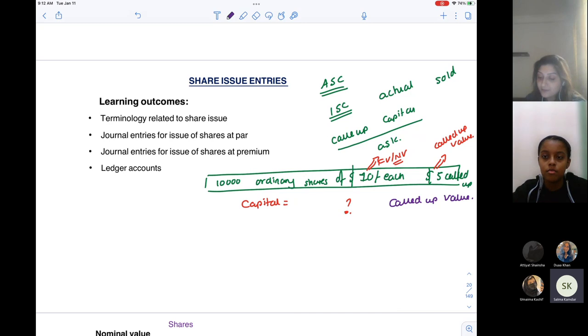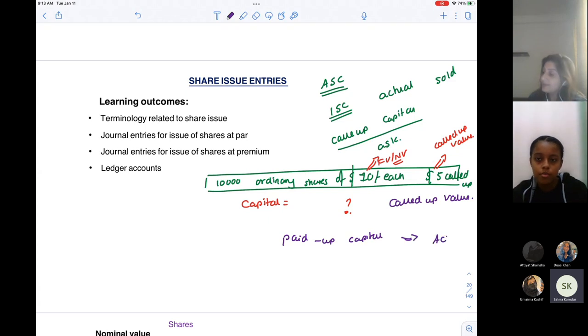Now, what are the other terms? Authorized share capital done, issued share capital done, called up capital done. What are more terms related to share issue? Paid up capital. What is paid up capital? The amount that's actually paid up from the called amount.